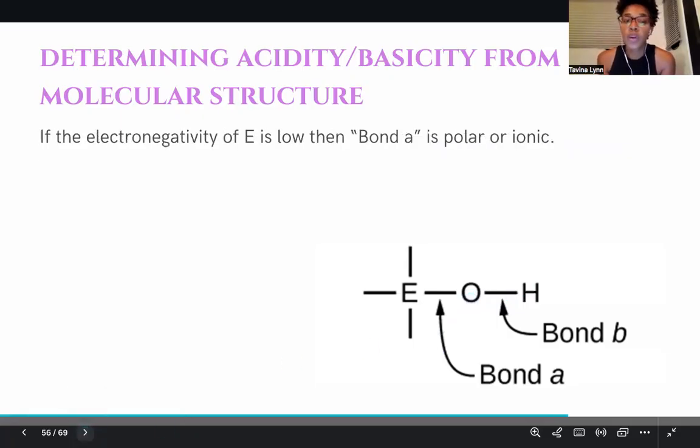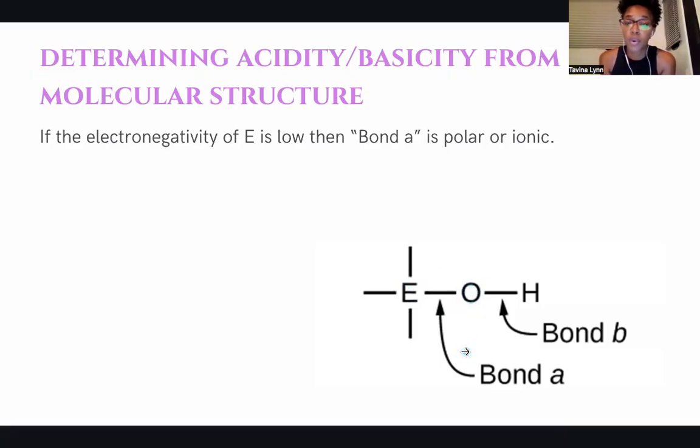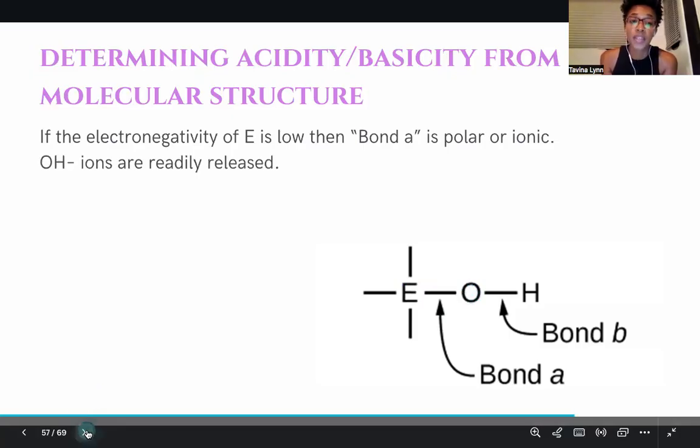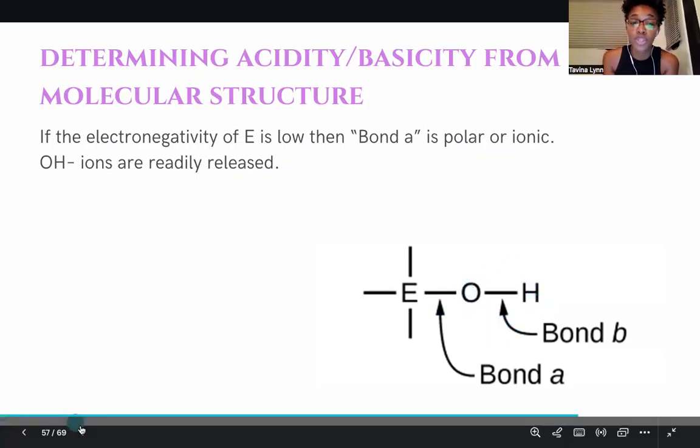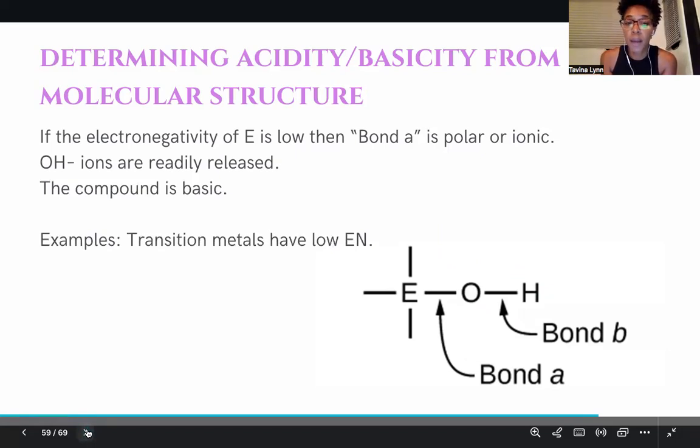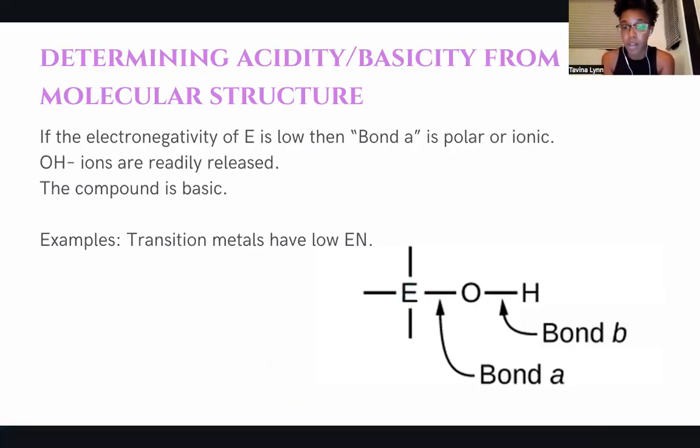So if we have a lower electronegativity, then the bond between the element E and oxygen will be polar or ionic. And so that means, right, that this bond can easily be broken. And so we would release OH or hydroxide ions into the solution, thereby making this compound basic, right? Examples of such compounds are where we have transition metals as element E because they typically are lower in electronegativity compared to oxygen.